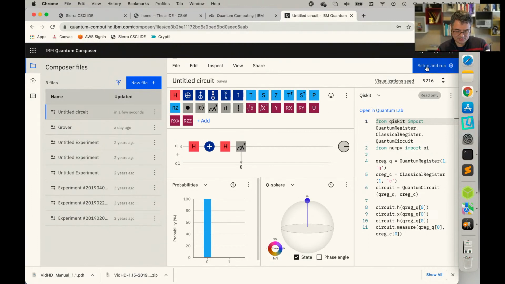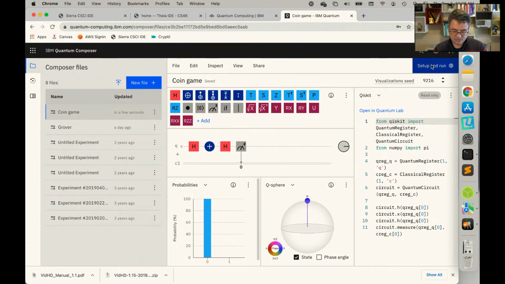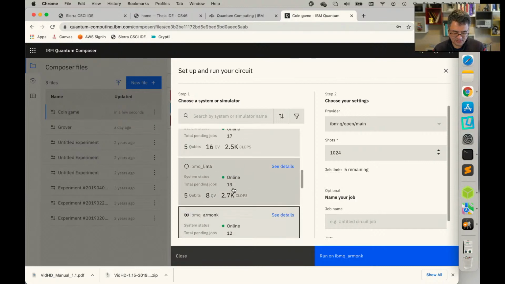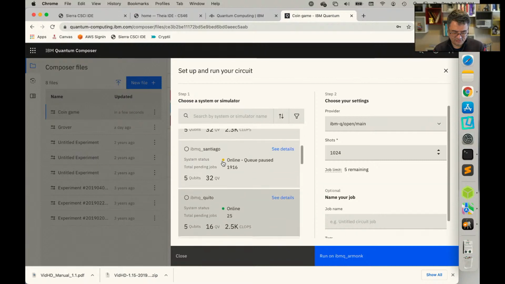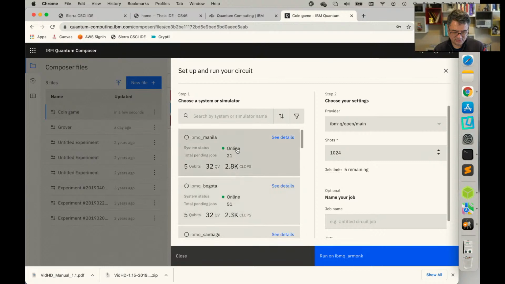And we can actually run this. Well, first, let's save this as coin game. And then we're going to run it. Now, we can run it on this particular quantum computer. It has only one qubit that you can use, but there's 12 people ahead of us in line. Let's see, what do we got here? There's 13 people. Oh, maybe we can do this one. This one here has 5 qubits. 17 jobs, 25 jobs, 1,000. We're not going to use that one. 51 jobs, 21 jobs.